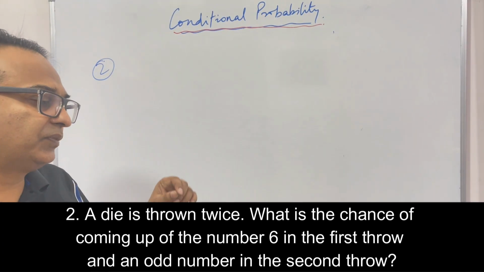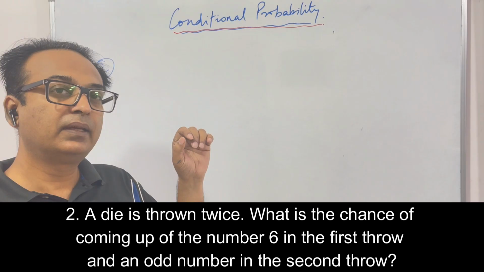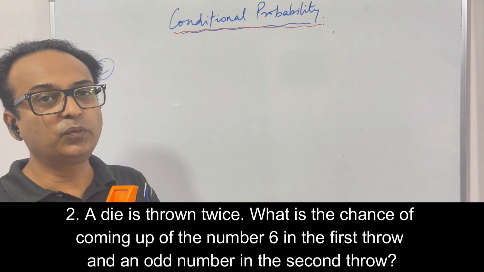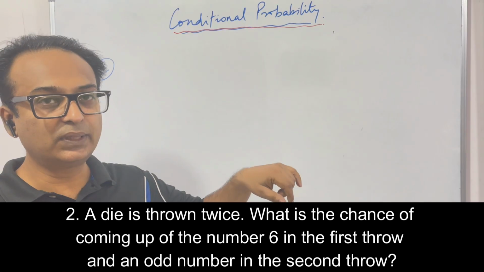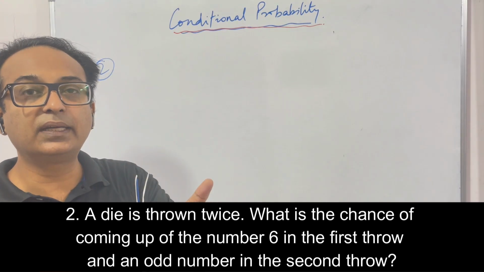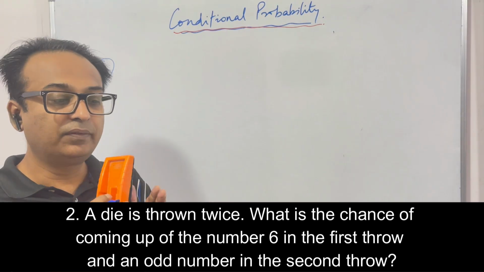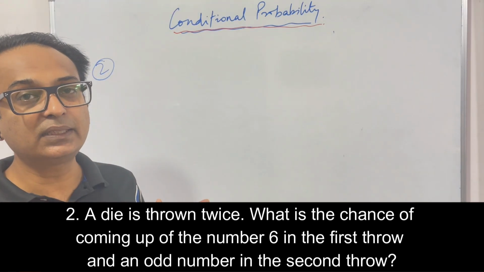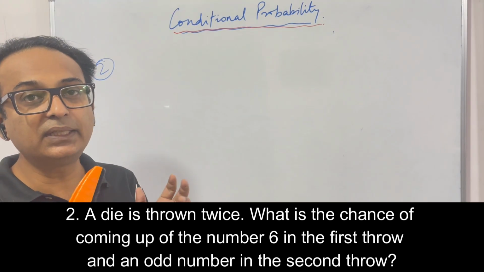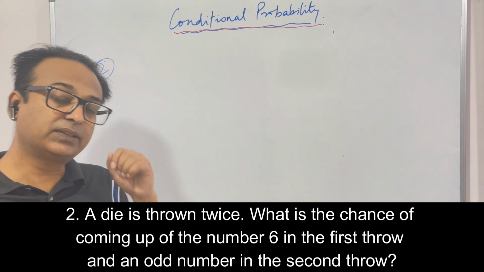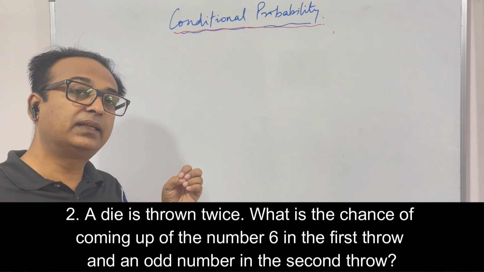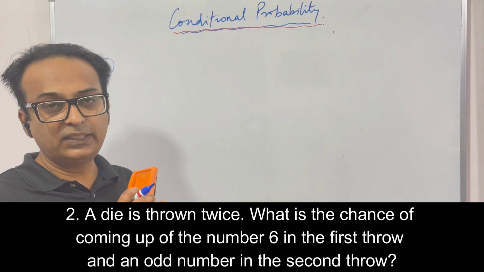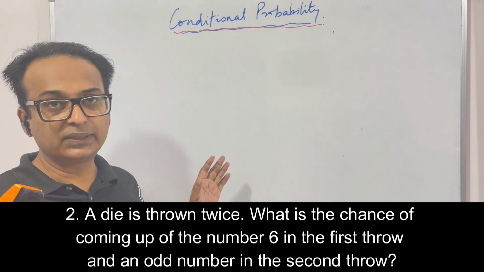The second question says we throw a die and we throw the die again. When we are throwing the die once and when we are throwing the die the second time, we know that the two events are independent of each other. They do not have any dependency. It is not that if in the first throw we have got 6, then necessarily we will get 6 in the second throw also. These two are completely independent events.